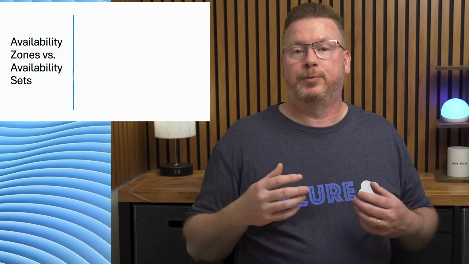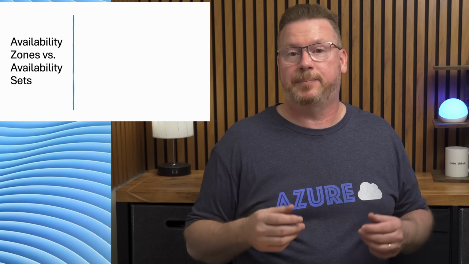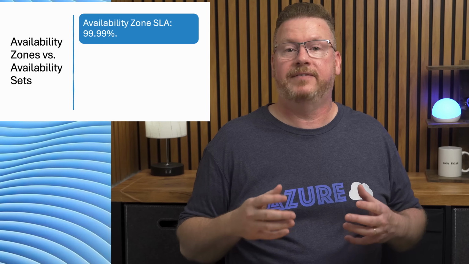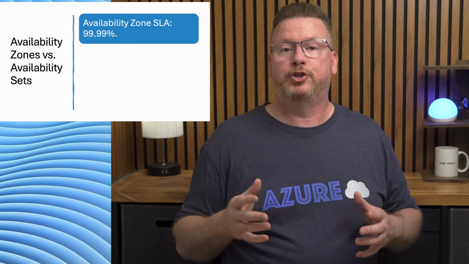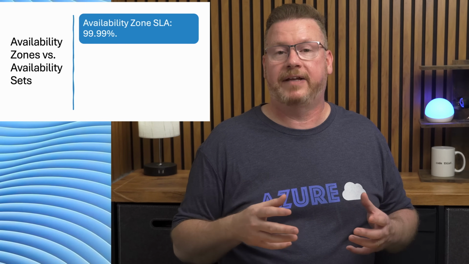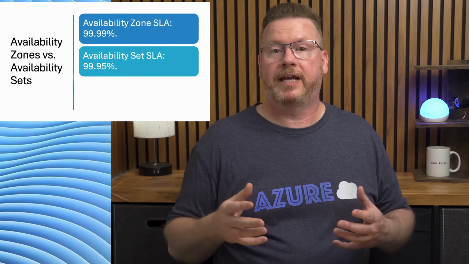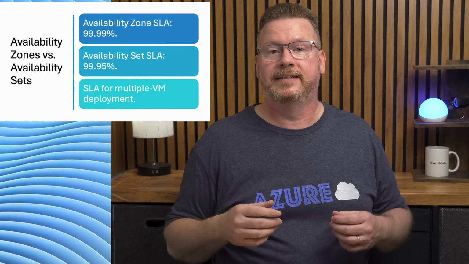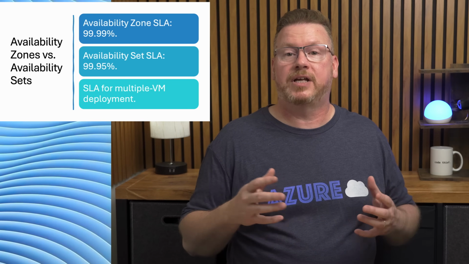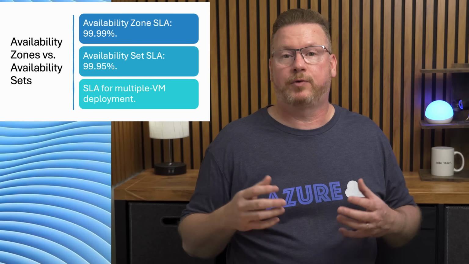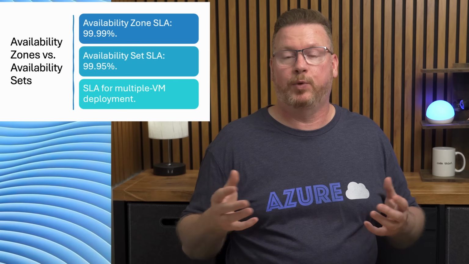Generally speaking, if the region supports availability zones, that's a better option over availability sets. Microsoft has an SLA of 99.99% for two or more VMs deployed in an availability zone, compared to 99.95% for two or more VMs deployed to an availability set. Availability sets and zones alone will not prevent a single VM failure. We still need to plan for load balancing and high availability with a service.